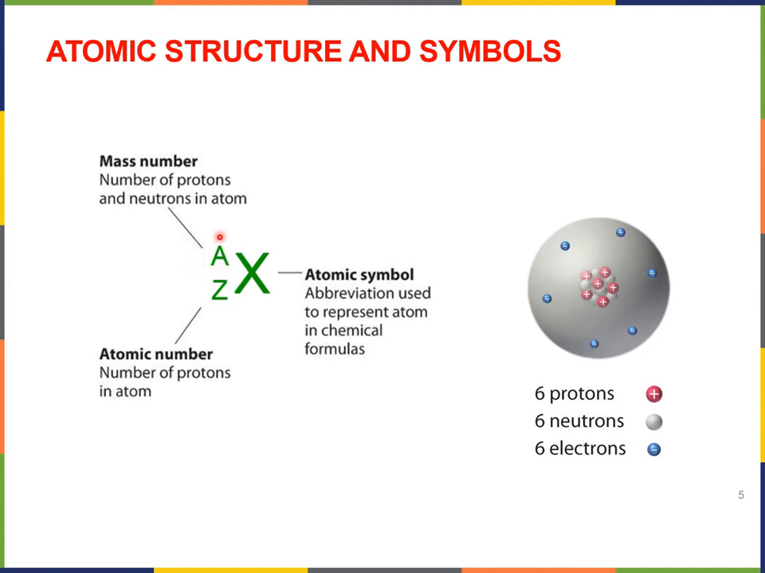On the upper superscript side over here, we have the mass number, number of protons plus neutrons. And on the subscript side over here, we have the atomic number, which is the number of protons. And so if we have an atom here that has 6 protons represented by this plus, 6 neutrons represented by this white sphere, and 6 electrons represented by these blue minus spheres, then we will have Z, an atomic number, the number of protons equal to 6, A, the mass number, equal to the sum of the protons and the neutrons, 6 plus 6 is 12.